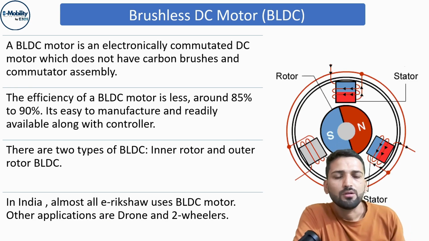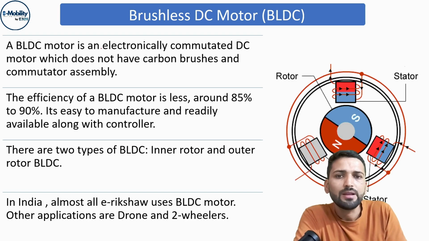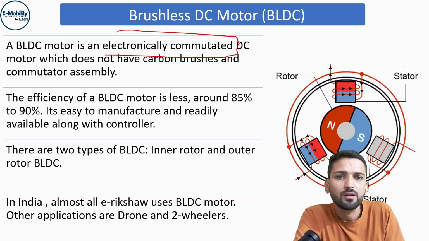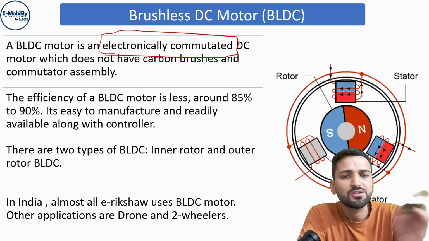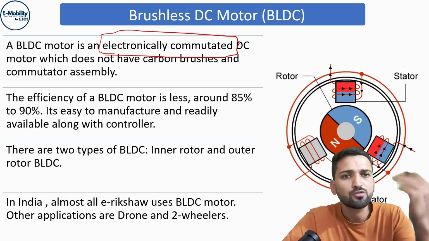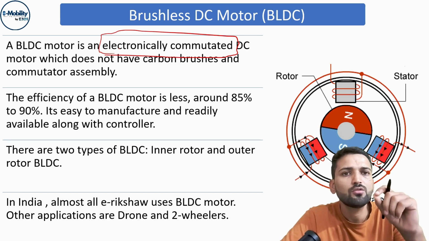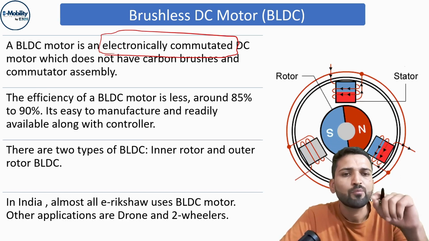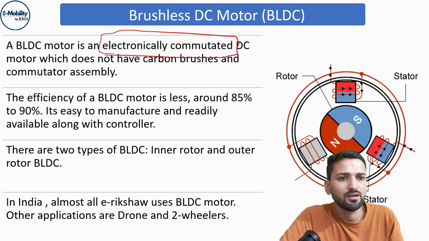And the third motor, which is the BLDC motor, is similar to the DC motor, but it is electronically commutated. What is commutation? Commutation is a process of switching the current from one coil to a second coil. This switching of current in the actual brushed DC motor was done using the commutator and the brush set. But here the commutation can be done electronically.